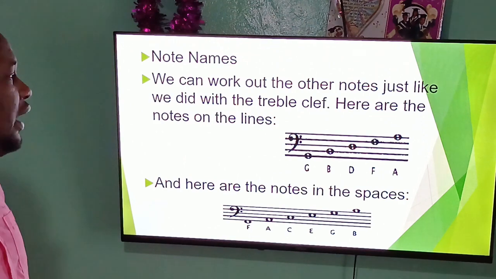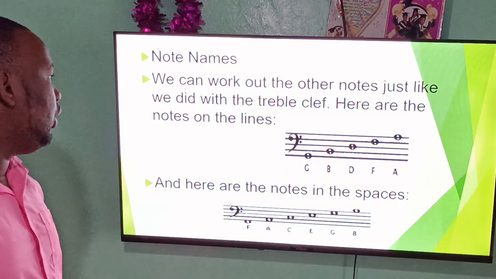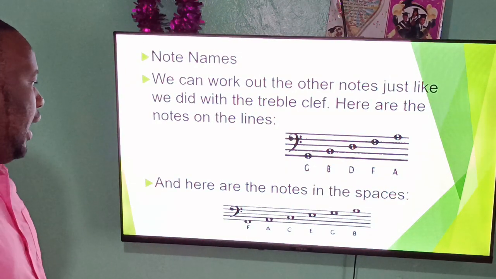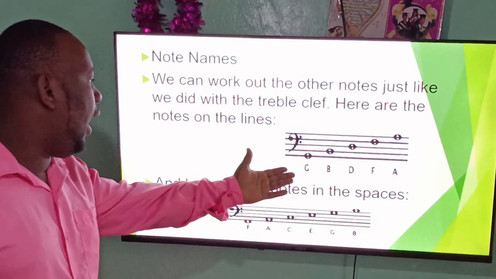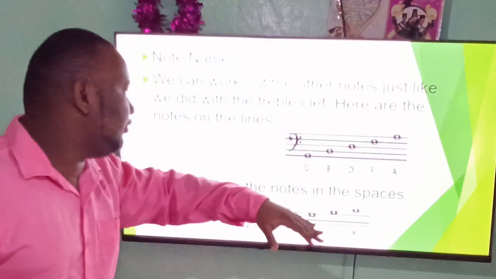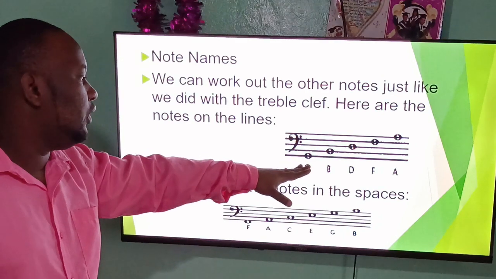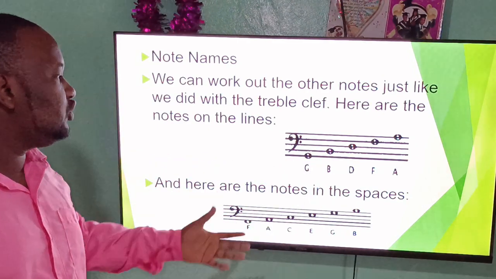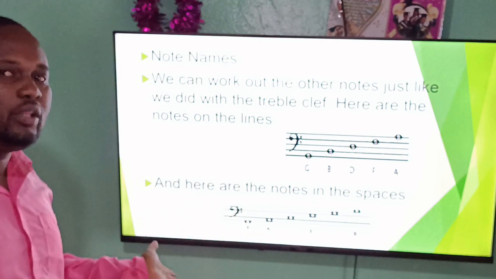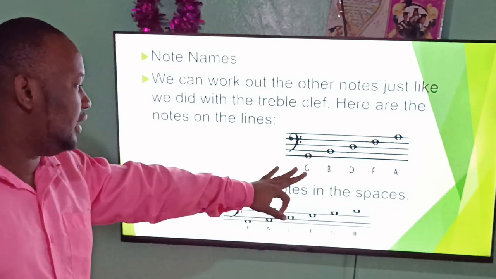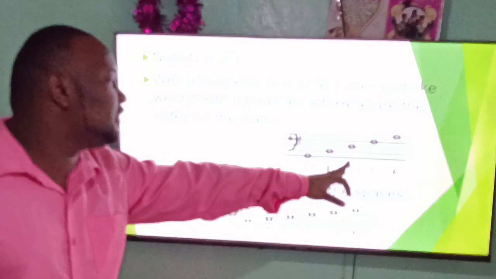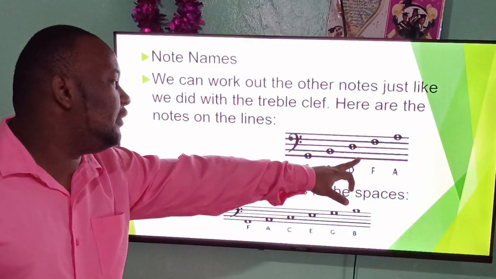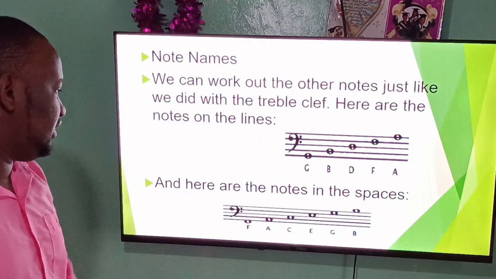We can therefore look at the note names just as we did with the treble clef. For the lines, if this is our F, that means our G will be here, and you can also create a formula as we did with the treble clef. That we can have: Good Boy Deserves Favor Always.